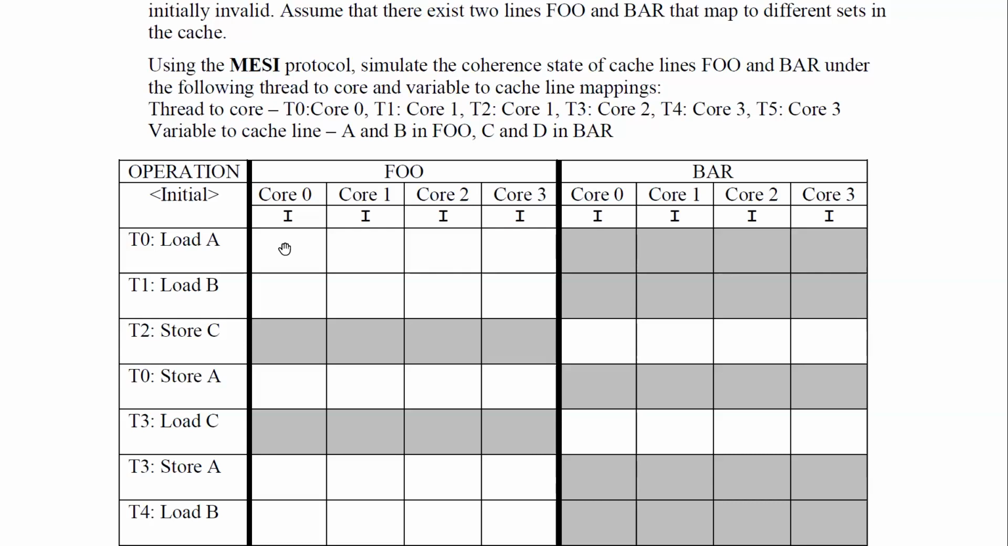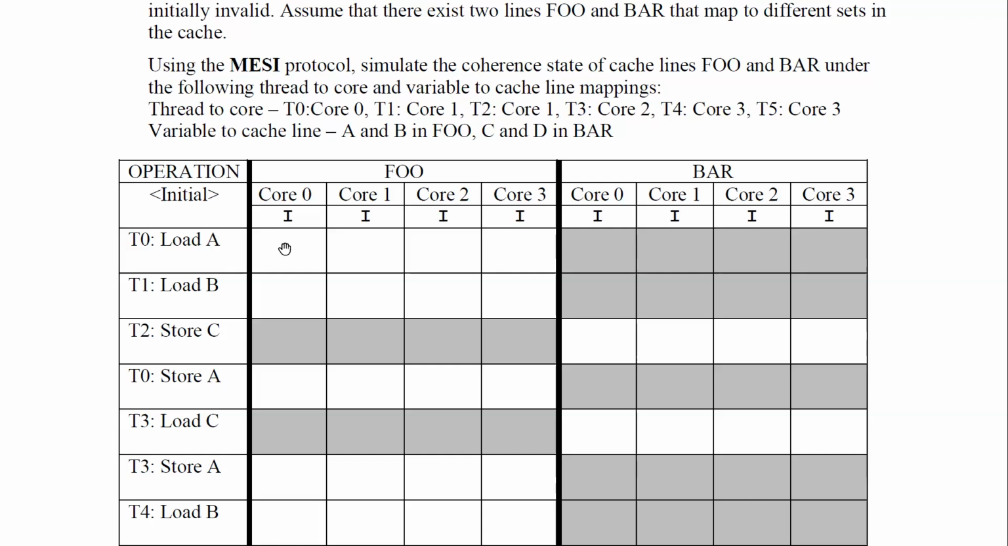Thread 1 is going to load B. Okay. Thread 1 is living on core 1. Right. So it's going to go try to look up in its cache for a copy of cache line foo. It's, well, not there. So it's going to go, okay, I'm going to put a load miss on the bus. Say, I need cache line foo.